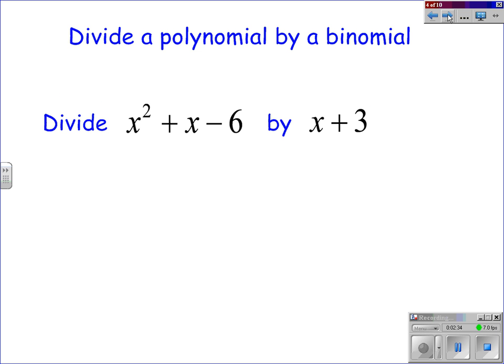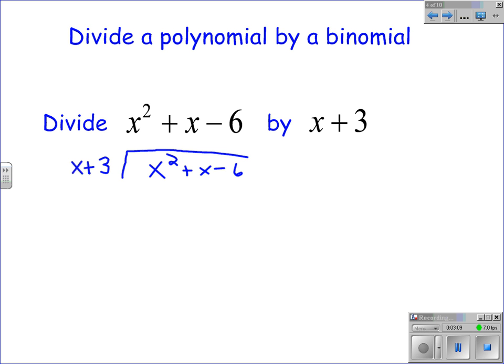All right. Next, we're going to divide a polynomial by a binomial. x squared plus x minus 6 divided by x plus 3. Yes, it looks like long division. Okay. Now, it's not that bad, ladies and gentlemen. Let's pay attention to what's going on here. I think you all can handle it.